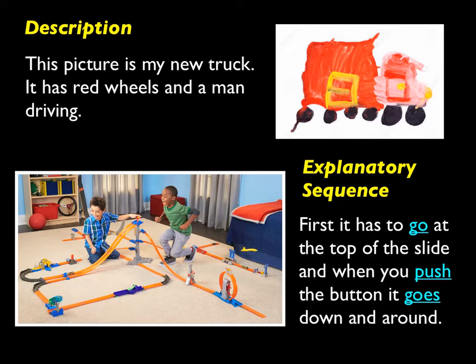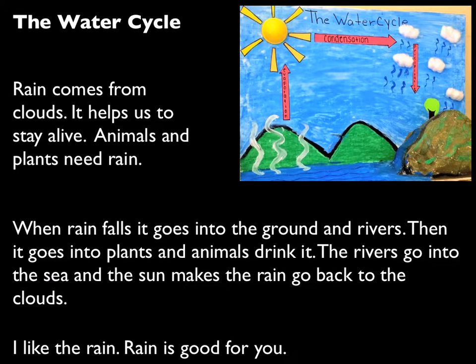Well, here's another elementary student's explanation. The water cycle. "Rain comes from clouds. It helps us to stay alive. Animals and plants need rain. When rain falls, it goes into the ground and rivers. Then it goes into plants and animals drink it. The rivers go into the sea and the sun makes the rain go back to the clouds. I like the rain. Rain is good for you."